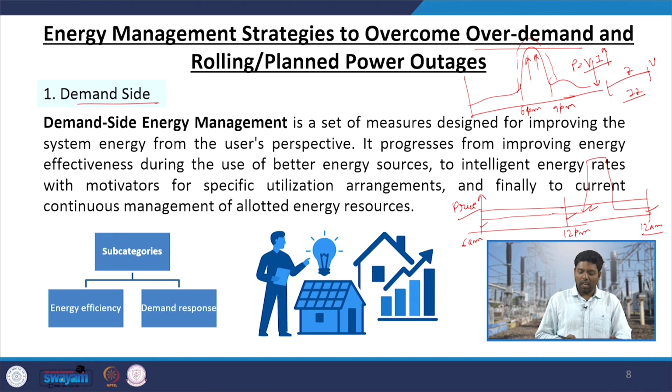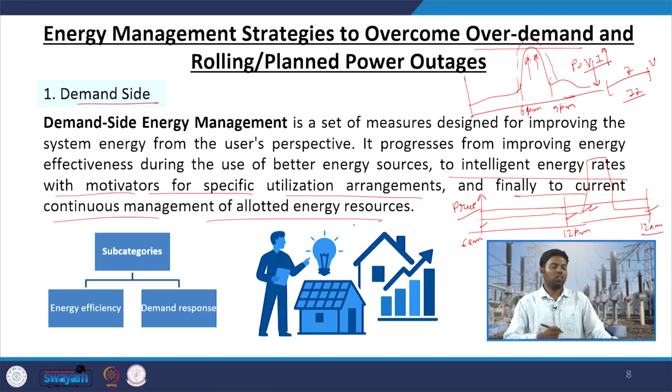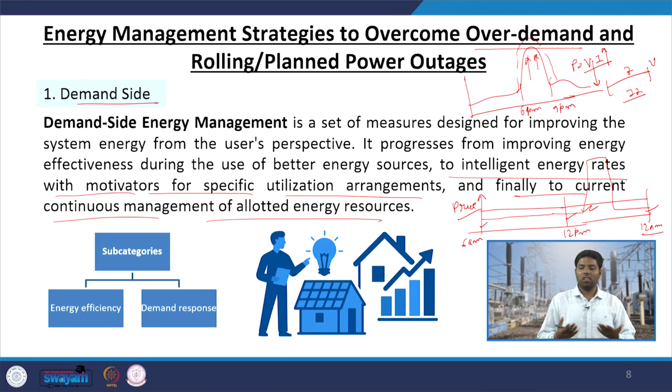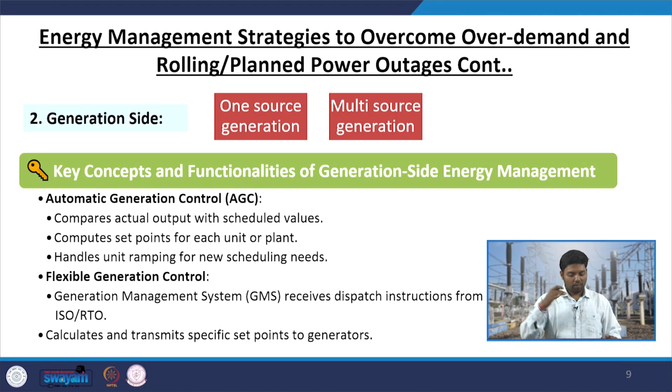So, if that is the case, then by intelligent energy rates with motivators for specific utilization arrangements, and finally continuous management of allotted energy resources. At that time you can use, even when the solar power generation is very high at daytime, you motivate the customers to use the maximum amount of load at daytime with that free energy, that will not create burden on the distribution grid. So, demand side management is one option.